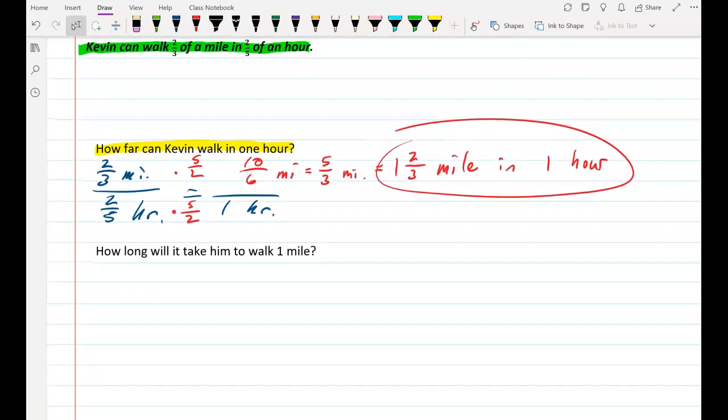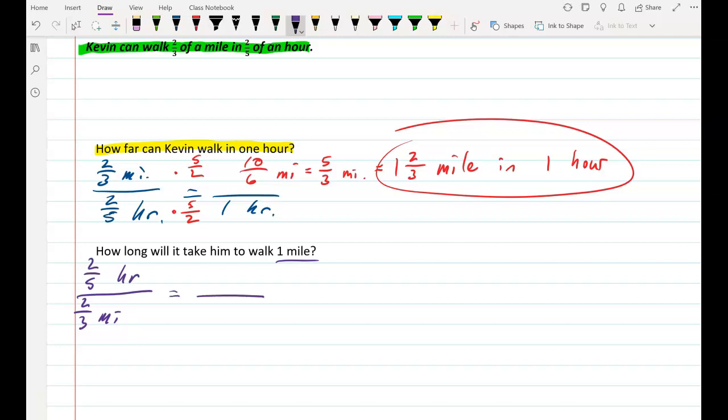Unit rates. How long will it take him to walk 1 mile? Well, then we set up a different unit rate. We want to find out for 1 mile. So I'm going to put my mile down in the bottom. And I know that he can walk 2/3 of a mile in 2/5 of an hour. There we go. 2/5 of an hour to walk 2/3 of a mile. Make sure that you write this down. Anyway, how long will it take to walk 1 mile?